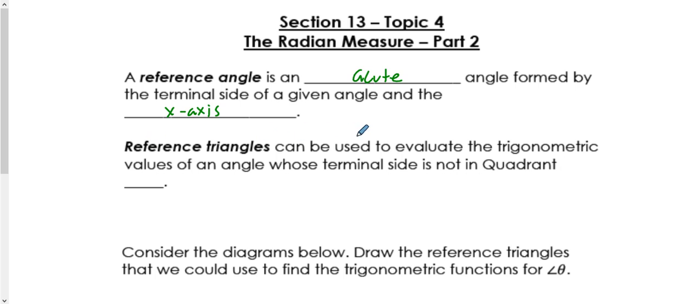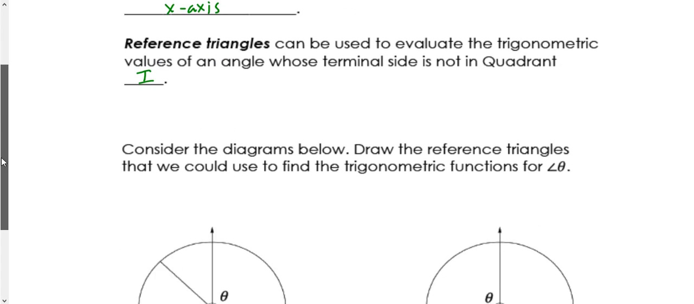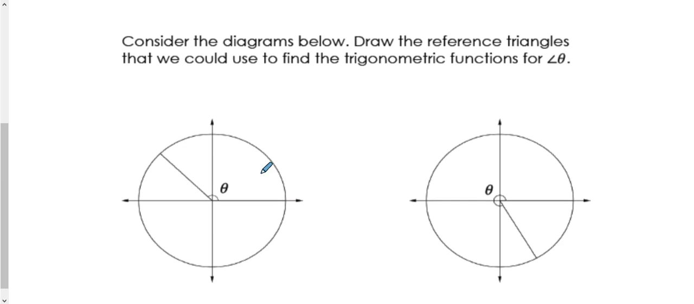So it says reference triangles can be used to evaluate the trigonometric values of an angle whose terminal side is not in quadrant 1. So let me kind of explain how that works. All right. If we are working in quadrant 1, remember this is quadrant 1, this is quadrant 2, this is quadrant 3, and this is quadrant 4.